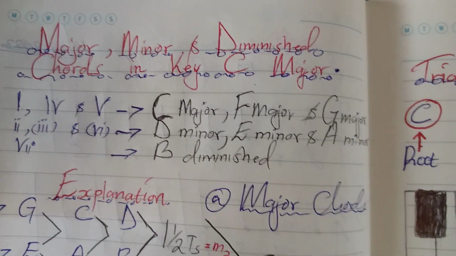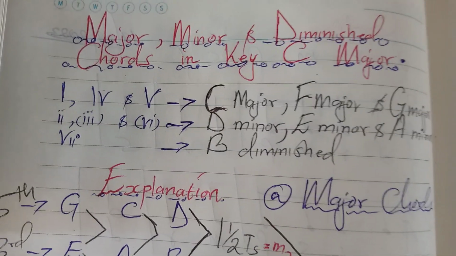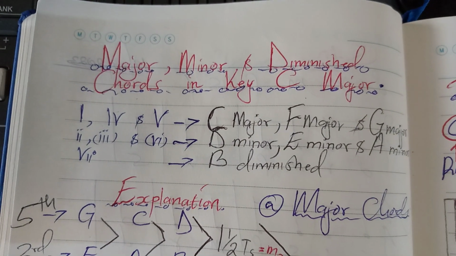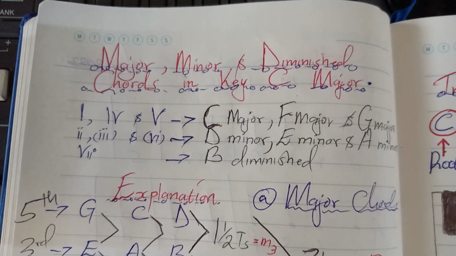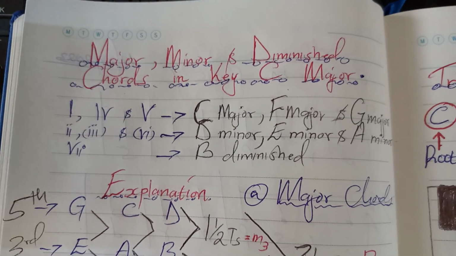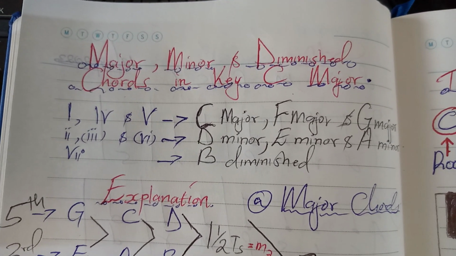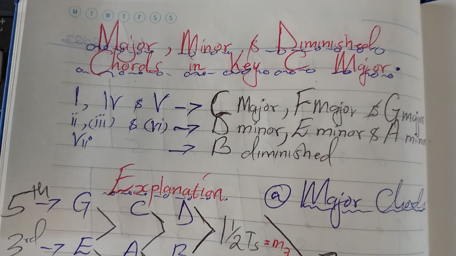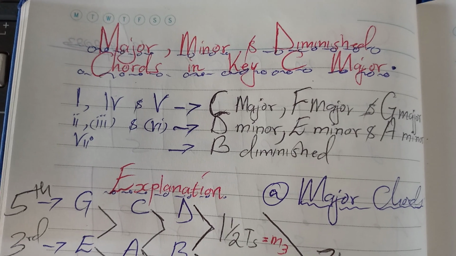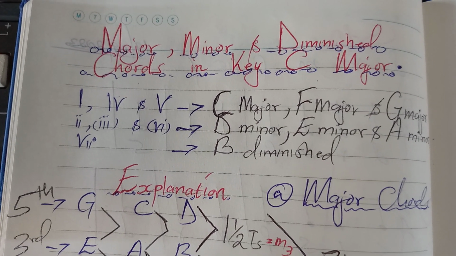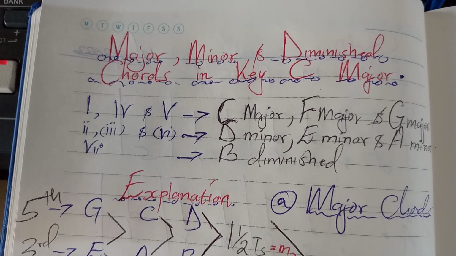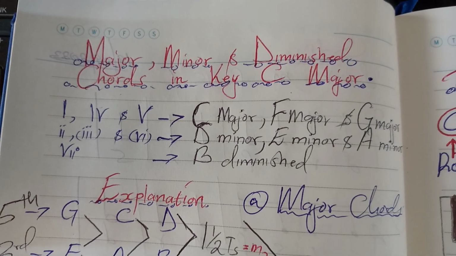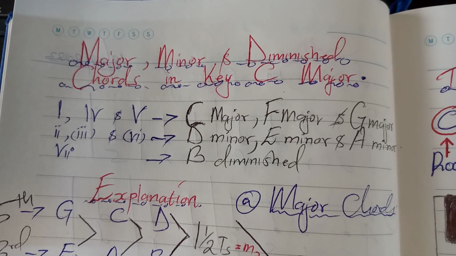Hello, my viewer. So today I want us to understand the difference between major, minor, and diminished chords. Many are the times that we use the terms occasionally, but maybe you don't know what makes a major chord, or what are the components of the major, minor, and diminished chord.